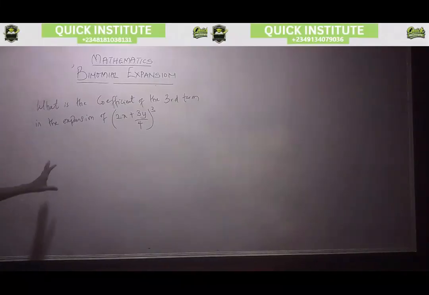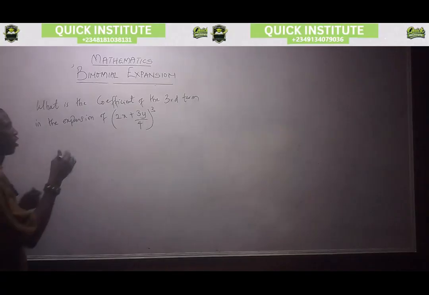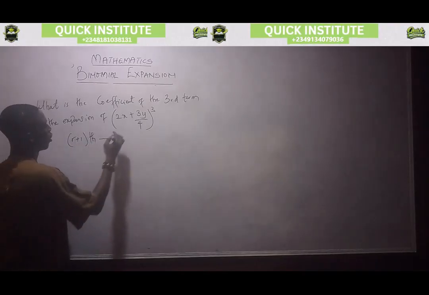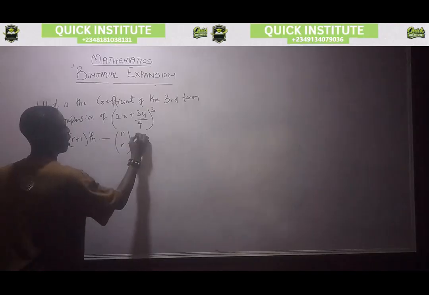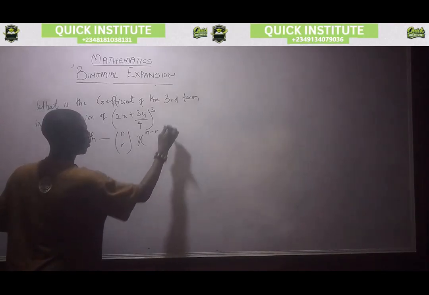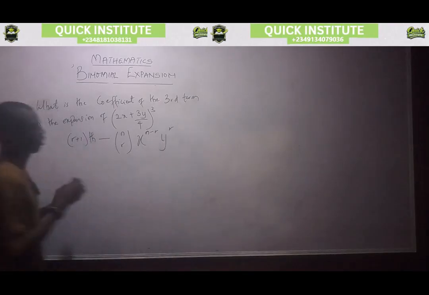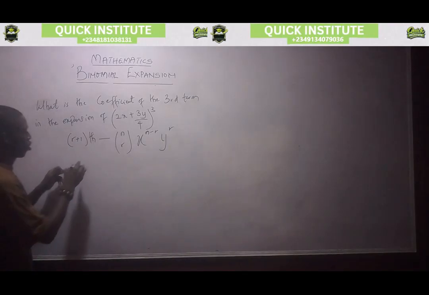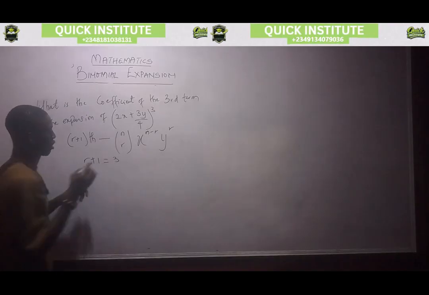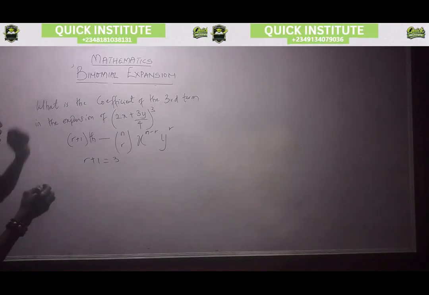This question is an example of being given a specific term and asked to find the coefficient of that specific term. Remember I said if you are given a specific term, the formula is r plus 1 equals n combination r, s to the power n minus r, y to the power r. And if you are given a specific term, r plus 1 is equal to that specific term you are asked to find, which is 3. But they said you should find the coefficient of the third term, not the third term itself.